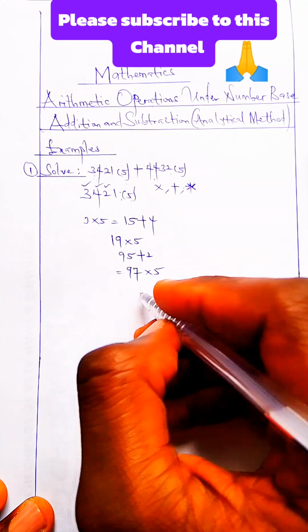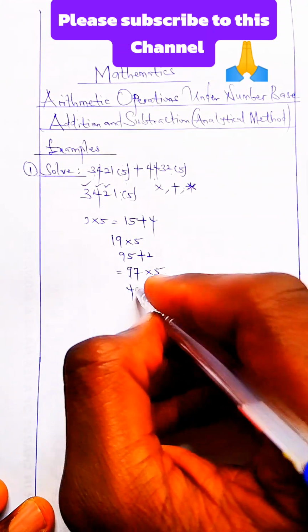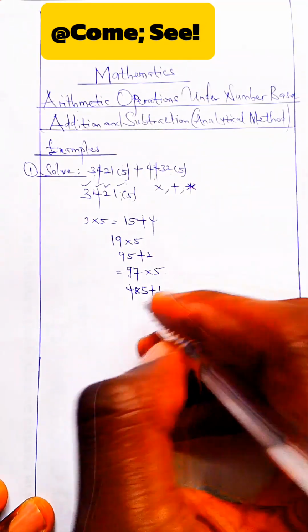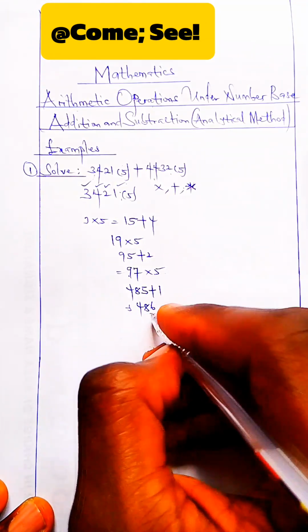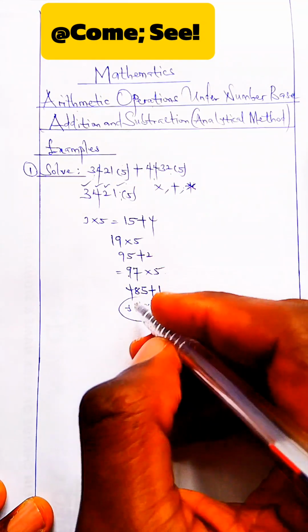97 times 5. 5 times 7, 35, I have 5, keep your 3. 5 times 9 is 45, plus 3 is 48, so 485. 485 plus 1, that'll give us 486. We're done with that. It's already in base 10, and it is an ordinary number. So let's work on the other one.